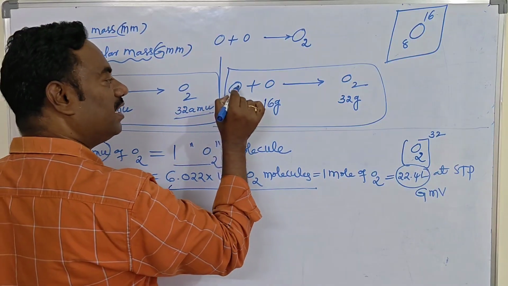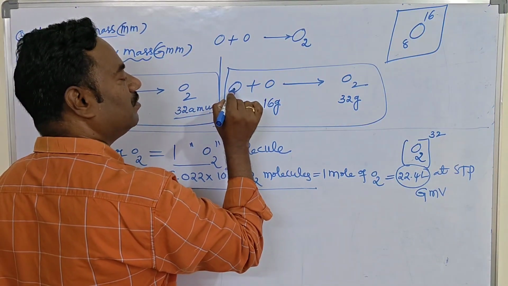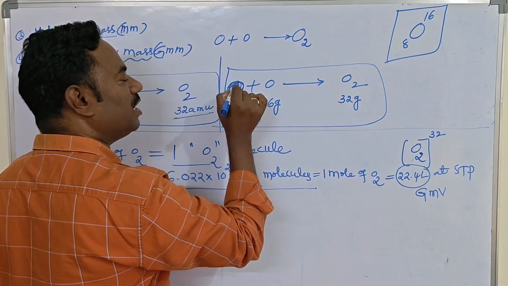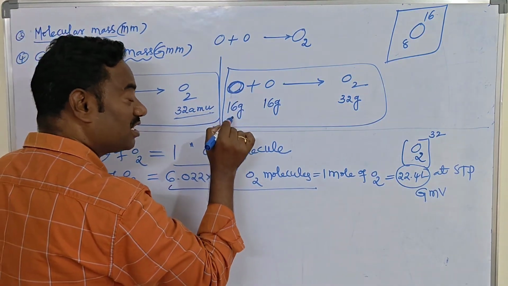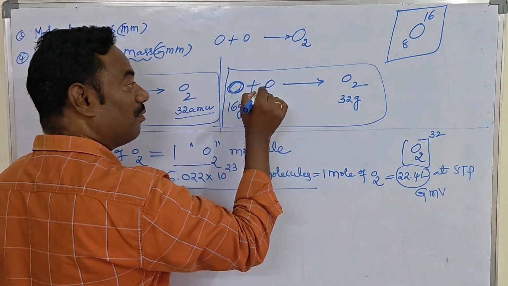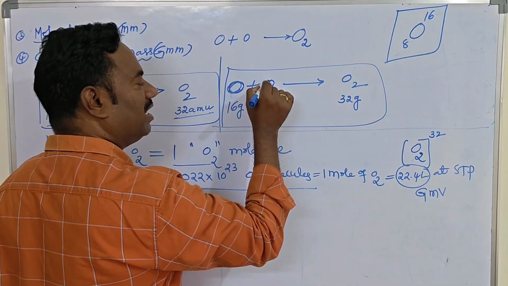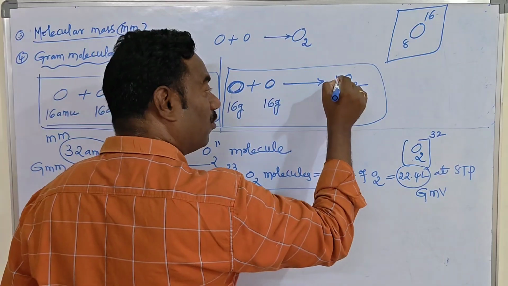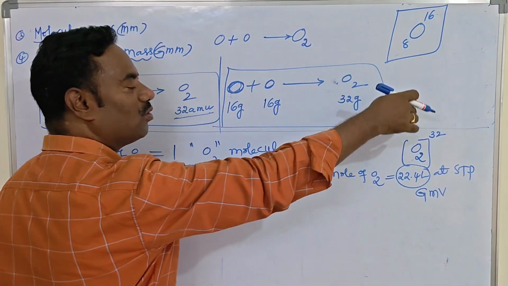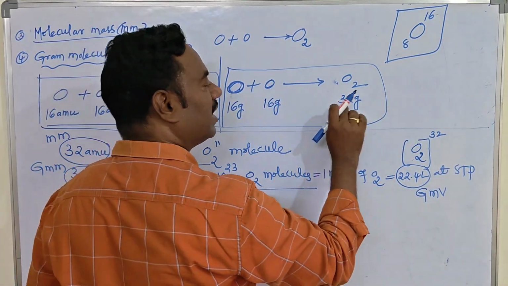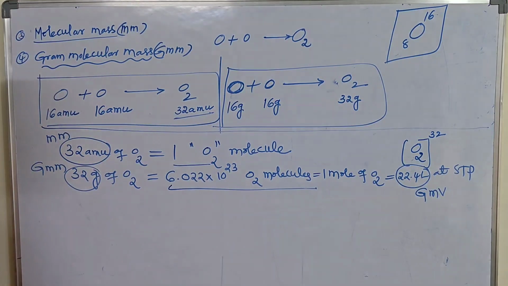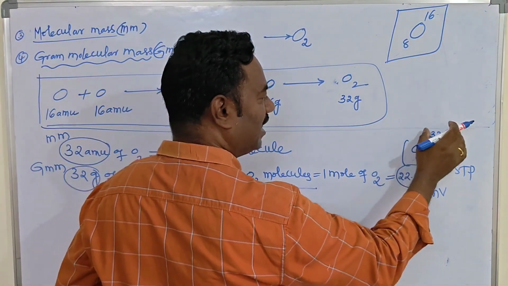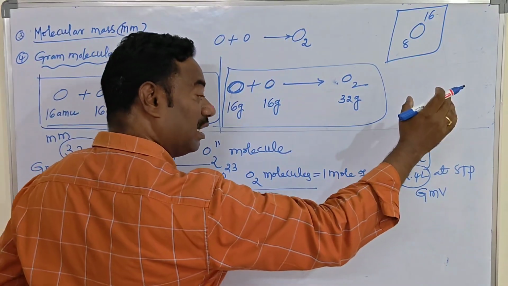Here I want to take another way. Here this is oxygen. If Avogadro number of oxygen atoms are present, its mass is equal to 16 grams. Here also Avogadro number of oxygen atoms are there, it is equal to 16 grams. Avogadro number of O2 molecules are present means 32 grams. Now oxygen O2, its mass is equal to 32.